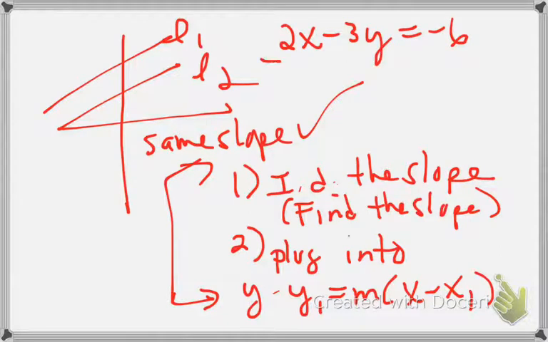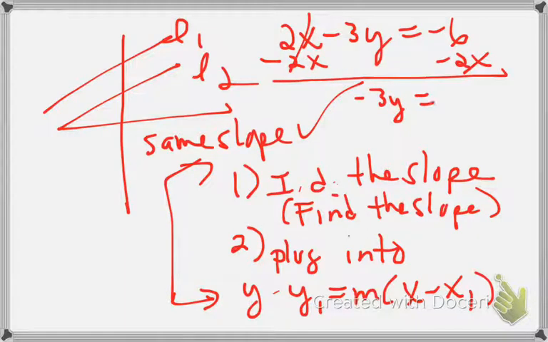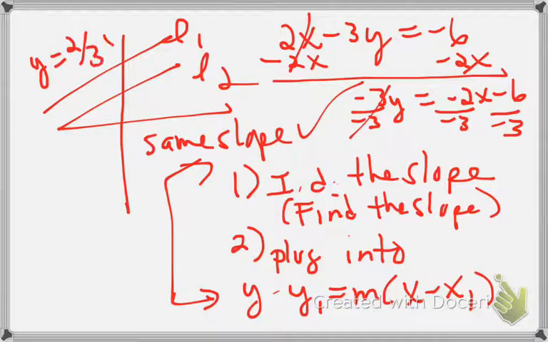Okay, just move 2x to the other side. Subtract it off. So then I have negative 3y equals negative 2x minus 6. Divide every little thing by negative 3. Then you've got y equals 2/3 x plus 2. So one of the lines is y equals 2/3 x plus 2. And you're trying to engineer a line to be parallel with it, so it's going to have the same slope, 2/3. So I'll write this in a different color.